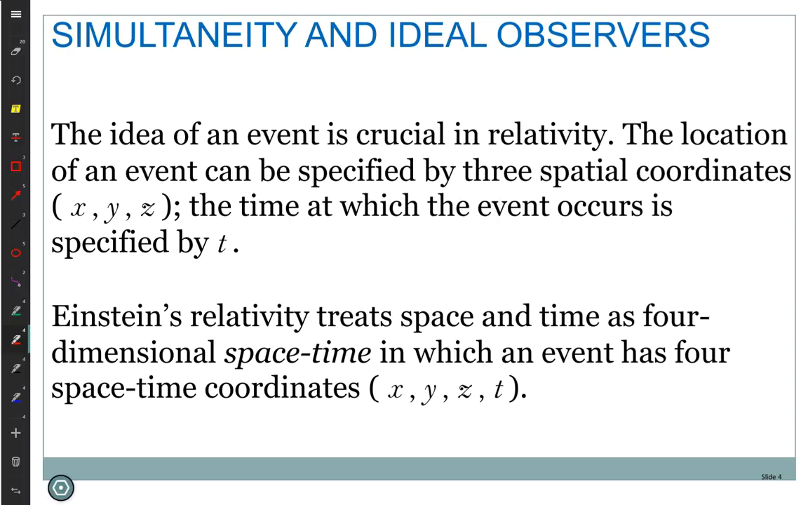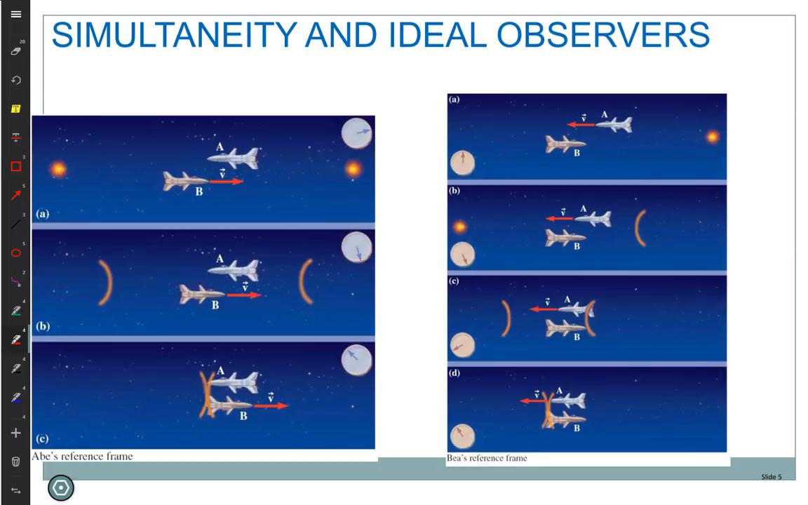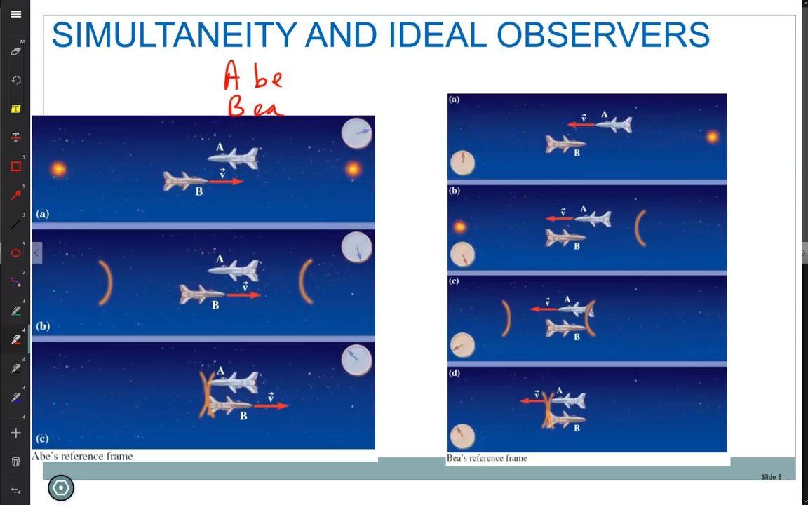So we need all 4 of those things to talk about an event. And we're going to look at how events are perceived in one reference frame compared to another. So here we have 2 people. We have A is for Abe and B is for B. Very tricky in the naming convention here. And so we have the same situation as viewed by 2 different inertial reference frames. So we have Abe. Abe is in his spaceship, and Abe sees B flying toward him.